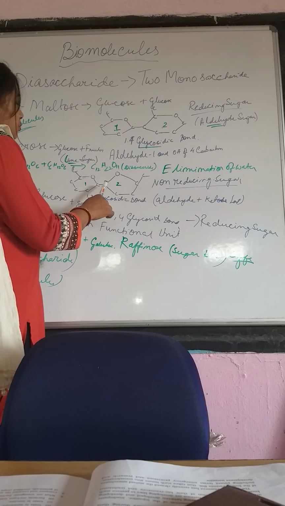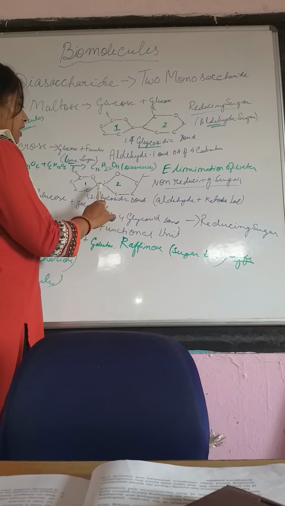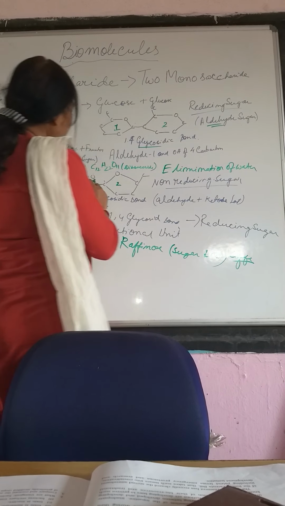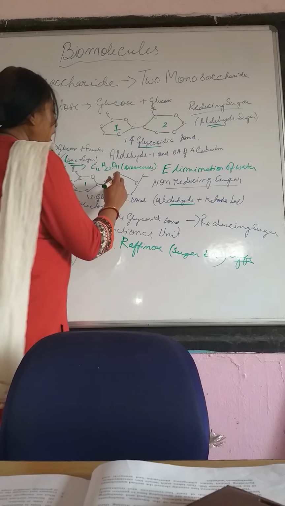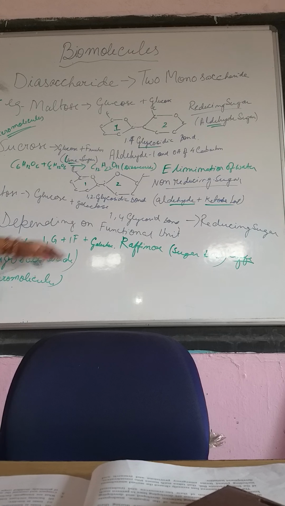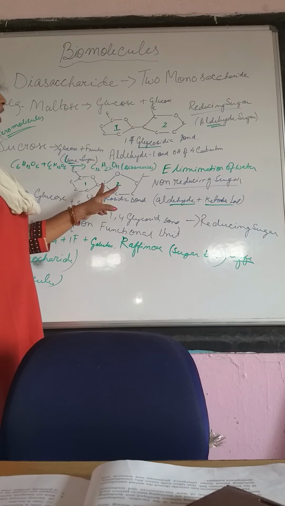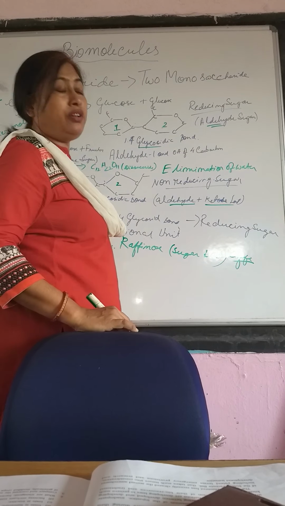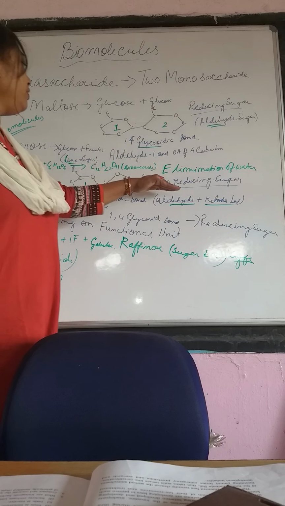At this second position a glycosidic bond is formed, and during this formation the first glucose loses its aldehyde functional group and the fructose loses its ketose group. Since both the aldehyde and the ketose functional groups are lost, it turns into a non-reducing sugar. Hence sucrose is a non-reducing sugar.